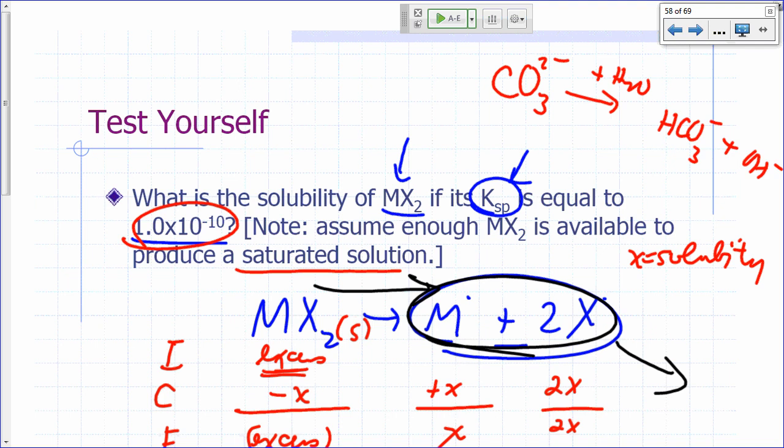For simplicity, unless you are told to consider the hydrolysis and you're given the actual values for the equilibrium constants for the hydrolysis, just assume the simplest case, which is to ignore the hydrolysis. The calculation gets a little bit more involved when you have to take into account the hydrolysis.